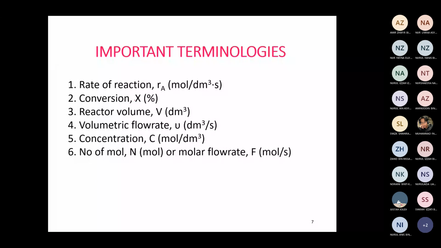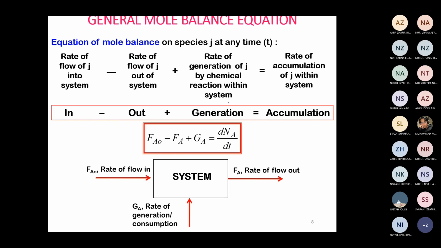Okay, and then we have important terminology that you need to know, which is the rate of reaction. This is the unit, it won't change. The only unit that changes is in terms of k, which depends on the order of reaction. And then we have conversion, reactor volume, volumetric flow rate, concentration, number of moles, and molar flow rates. Molar flow rate has the unit mole per second. So this is the equation of the mole balance on species J. Species J can be anything, A, B, C, D, and so on.